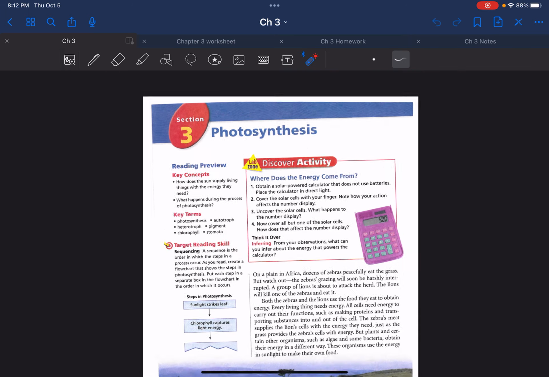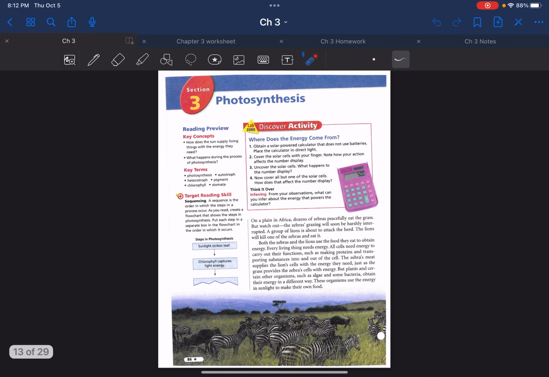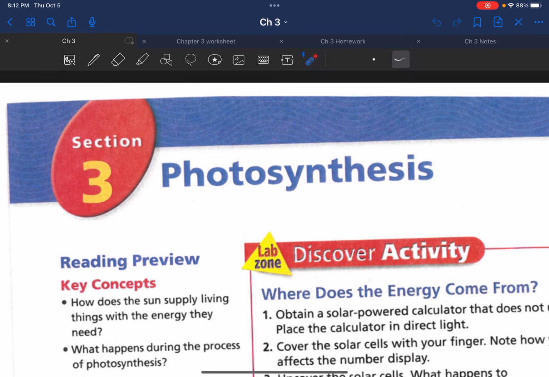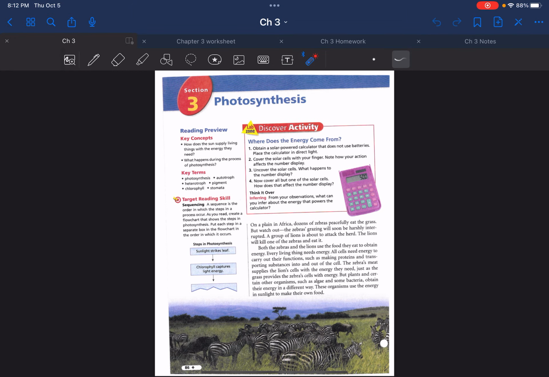You need your book open to page 86. It looks like this. It's section 3, photosynthesis. I'm so excited that we're finally going to learn about photosynthesis. And when I come back on Monday, I even have a little craft plan for us that models photosynthesis so that it makes a little more sense to us.